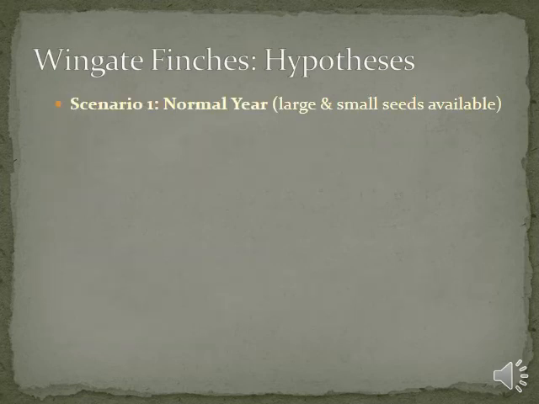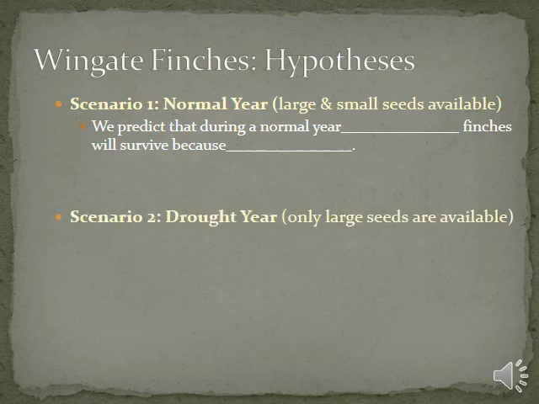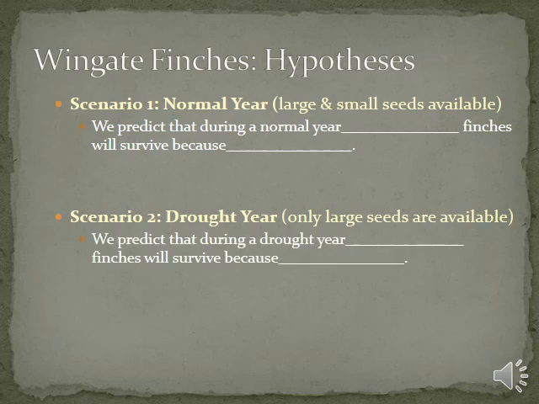Now let's come up with a hypothesis here. The lab will ask you a couple of questions. Scenario one, what do you think might happen based on what they talk about in the video for the Grant study? What might happen during a normal year when we have both large and small seeds available? What can we predict about which beak size finches will survive during a normal year, and why? Just think about that for a moment as you're answering the laboratory. Also think about how this might change or compare during a drought year when only large seeds are available. What might you predict happens during a drought year? What size beak finches will survive, and why?